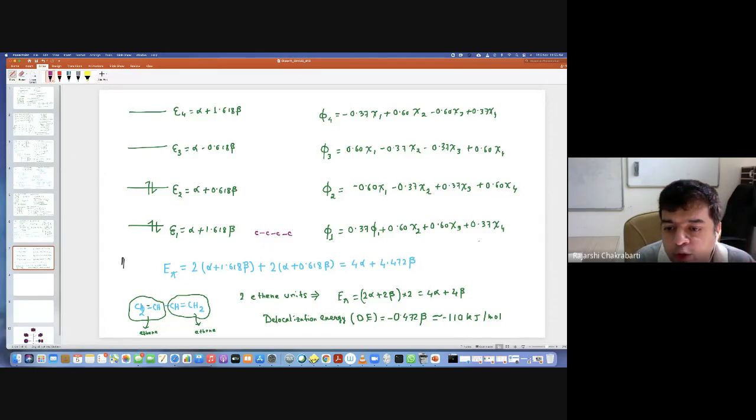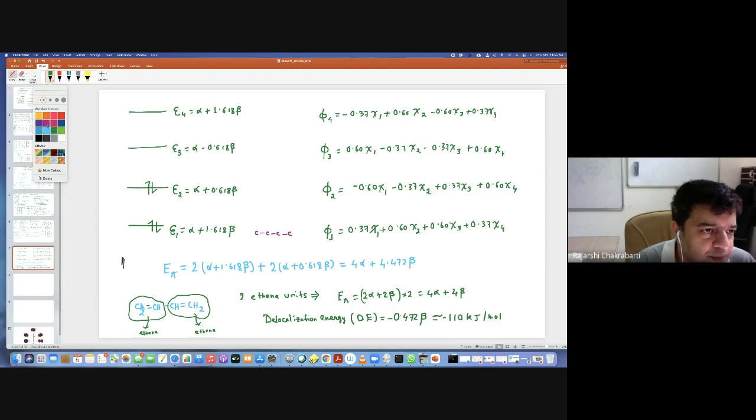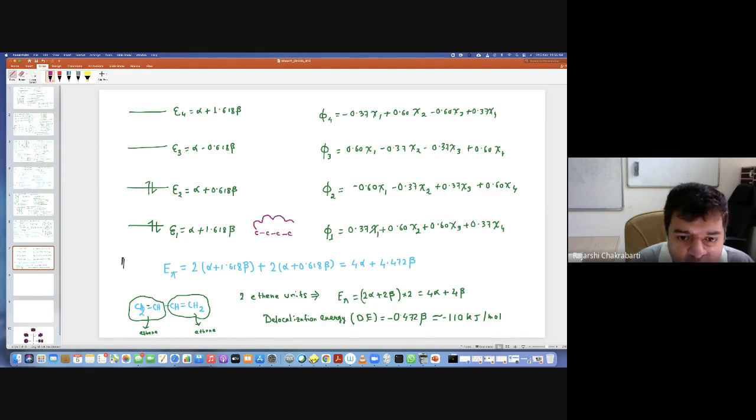0.37, 0.6, 0.6. So chi 2, chi 3 has higher contribution than chi 1. So this is not phi 1, this is chi 1, no? So chi 1 and chi 4 have equal contribution, and chi 2 and chi 3 have equal contribution, but they have different contributions. So can anyone tell me what it is going to look like? Let me draw it. So this one will be like this. This one will be bigger. This one bigger but equal. This one will be again same as.